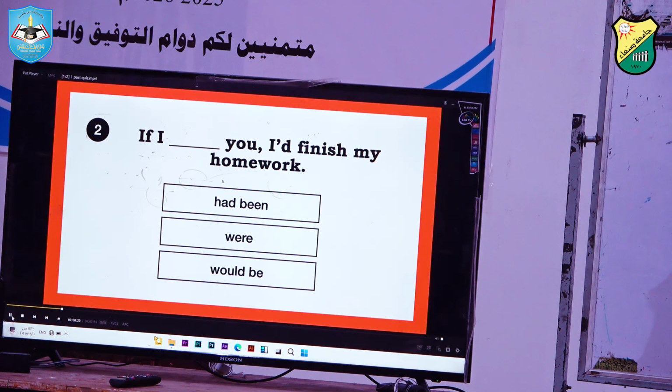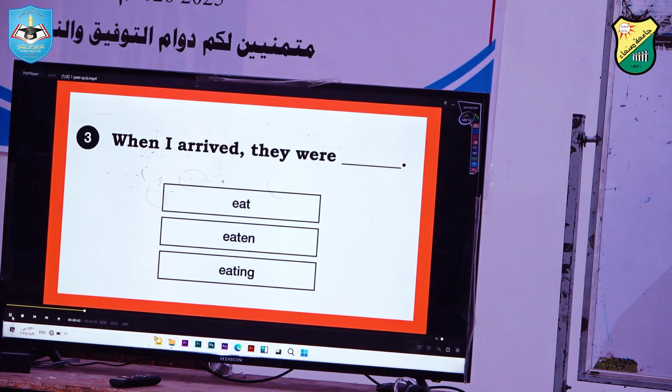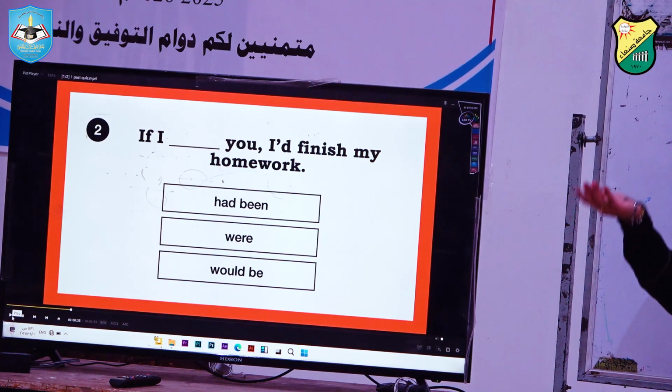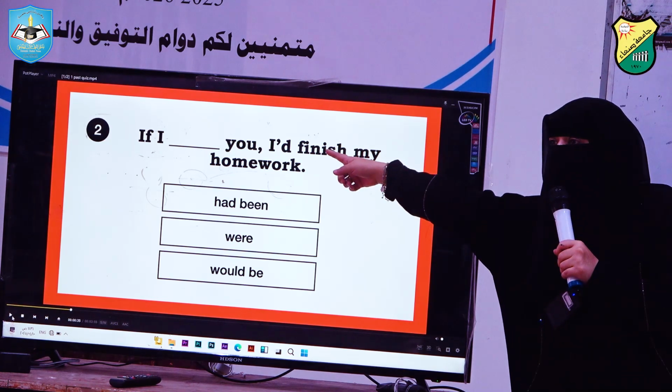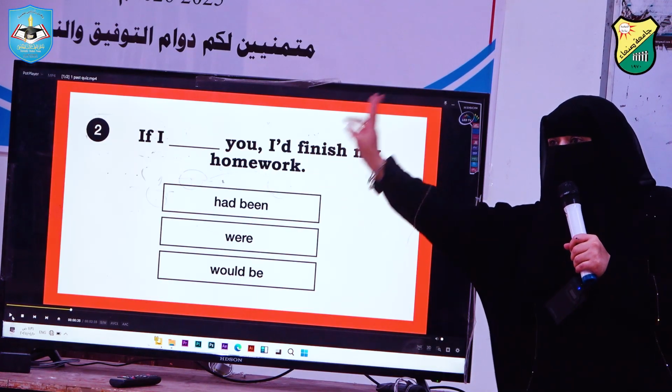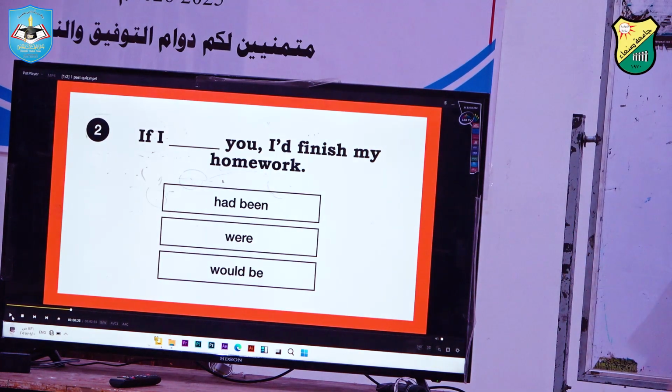Number 2. You have if I dash you, I'd finish my homework. Yeah, this is easy. If I were you. Why if I were you? Because of those who choose would, the would is in the second sentence. It is already here, so I can't use would twice. So if I were, and then you have would. Number 3.